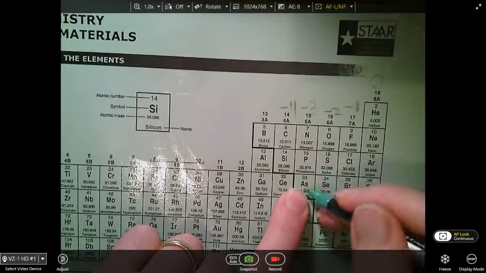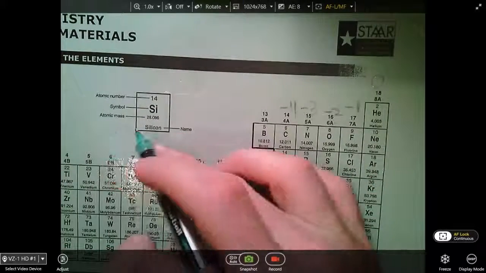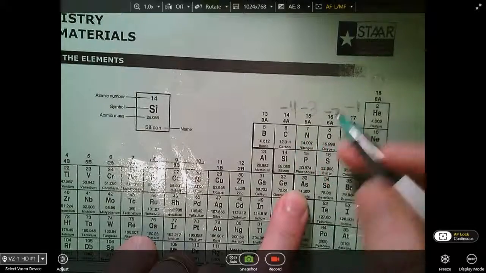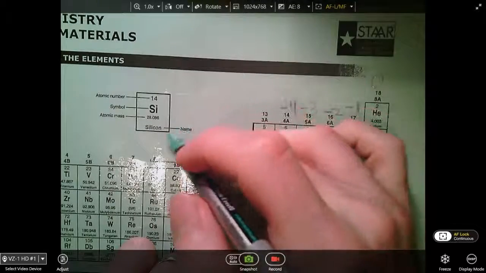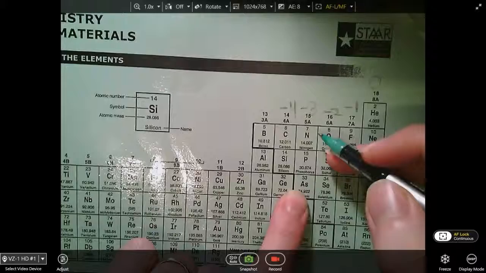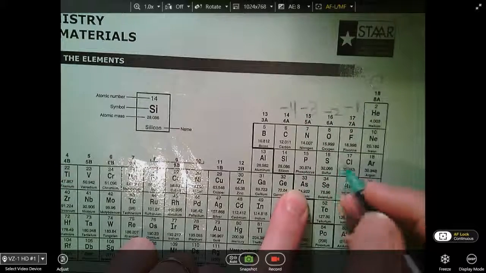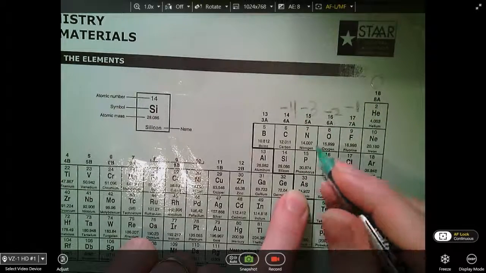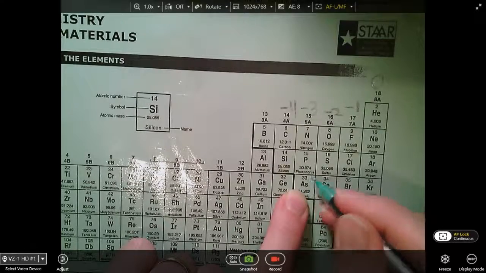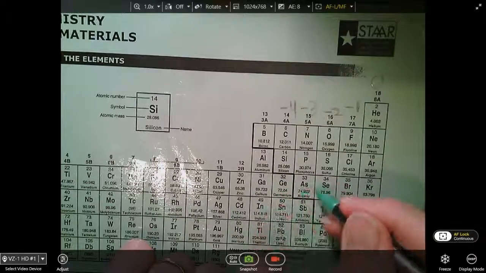So again, as we go from left to right, it's getting smaller. And as we're going down, it's getting bigger. It gets smaller going this way. It gets bigger going down. So it's bigger down here. It's smaller this way. So that means this one's bigger. Arsenic is bigger than sulfur.